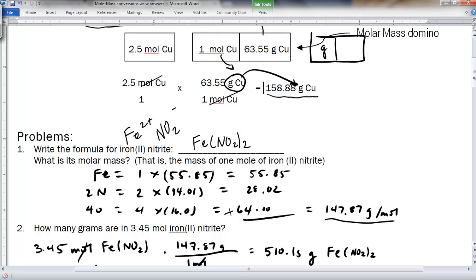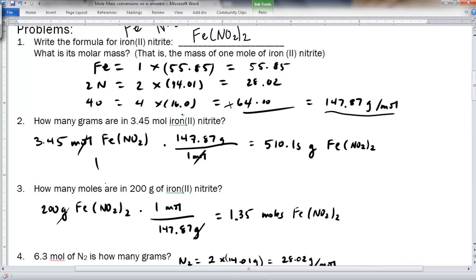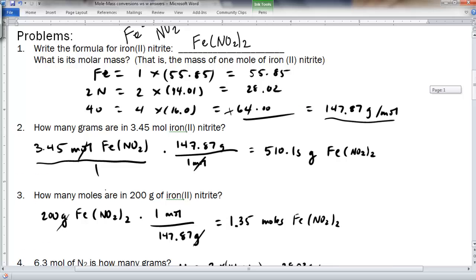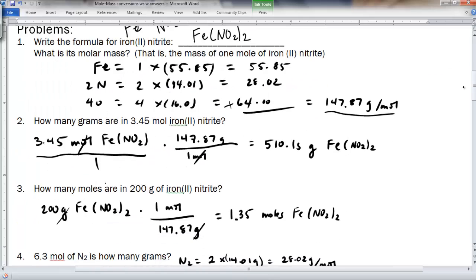Now in this question, what we're doing is we're going from moles to grams, and so you start with what you're given, 3.45 moles of iron nitrite. You can put that over 1 because that doesn't change the quantity of what this is, and then you multiply it out by your molar mass domino if you think about it in those terms. Much like 1 mole of copper is 63.55 grams, 1 mole of iron nitrite was already figured up here.